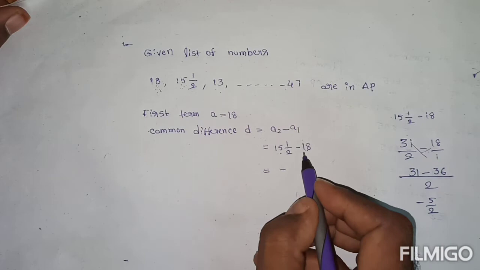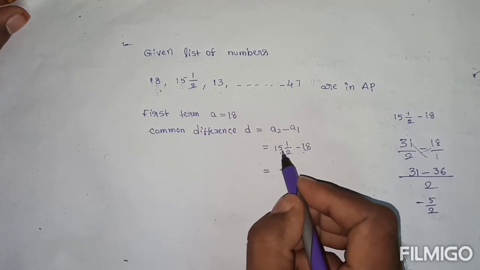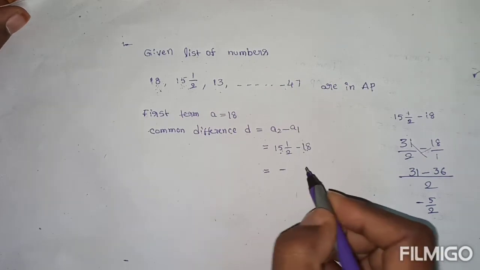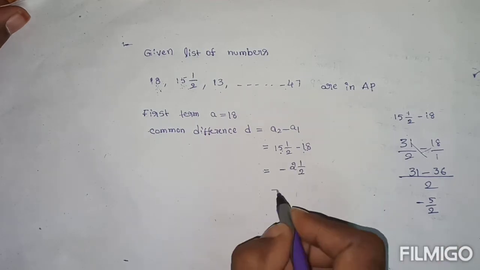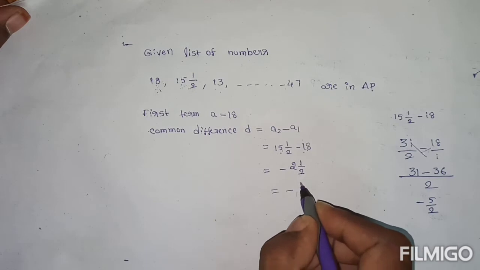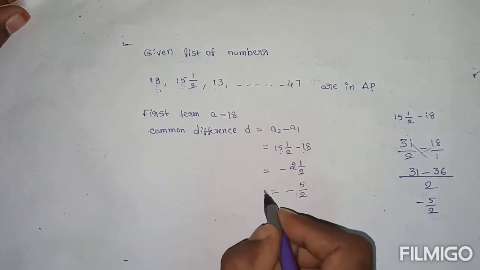So directly, if you borrow 18 rupees and repay 15 and half rupees, how much remaining amount is there? 2 and half rupees. Okay, 2 2s are 4, 5 by 2. That is the common difference.